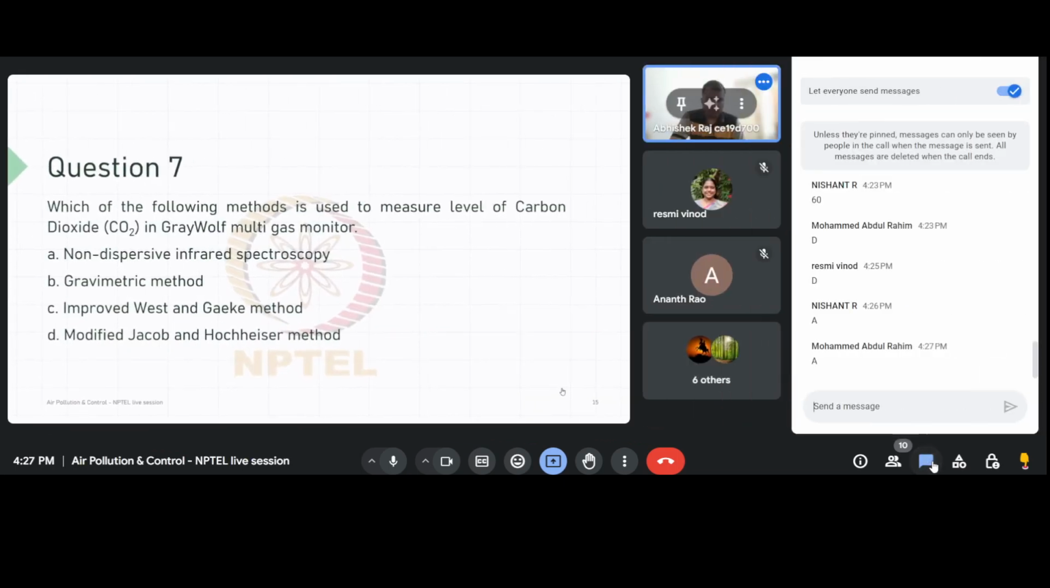Responses. Two responses for A. Anyone else? I think everyone is saying option A, right?